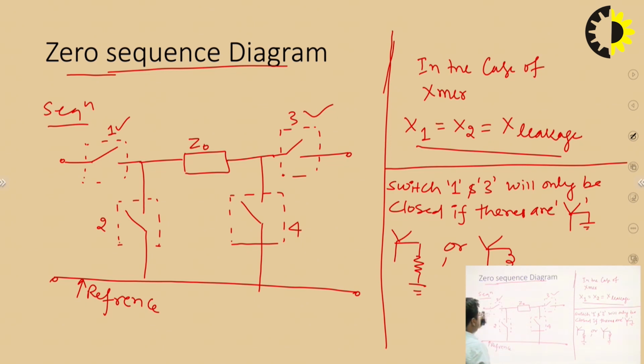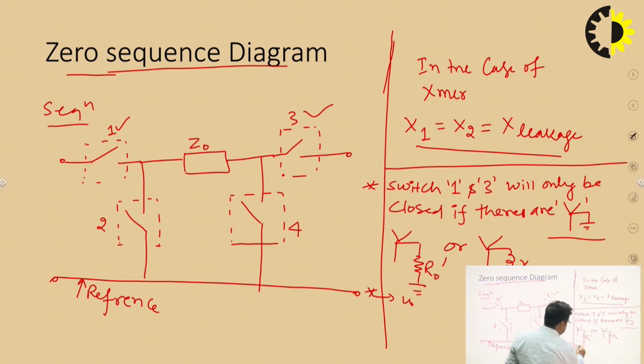Only if there are these three configurations of connections will they be closed: a star connected network with solid grounding, or a star connection with resistance grounding, or a star connection with reactance or impedance grounding. In this case only, switch number 1 and switch number 3 will be closed; otherwise these switches will be open. This is the first point to be remembered always while drawing the zero sequence diagram of a transformer.